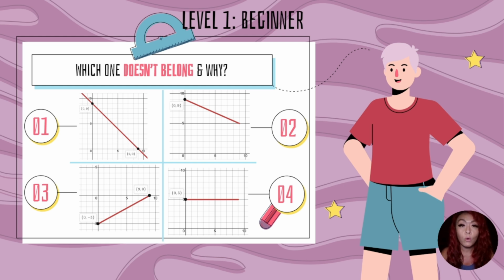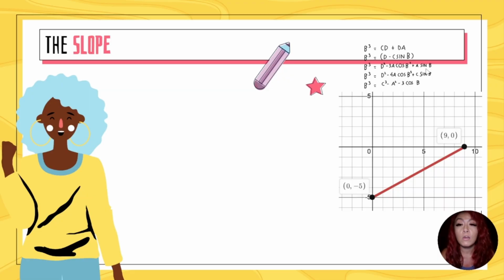In this lesson, we're going to be looking at a few key characteristics of the graphs of linear equations. First, let's take a look at the slope. The slope is a very key and important concept when working with linear functions. Our slope is our change in y over our change in x.